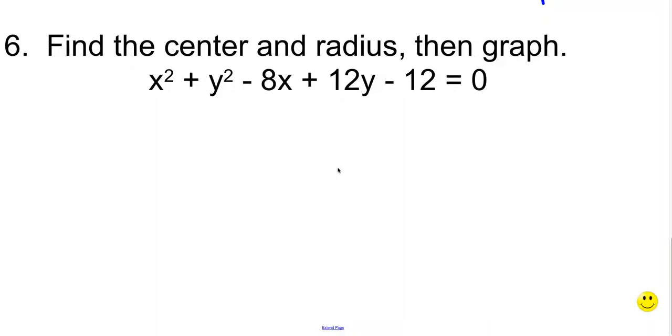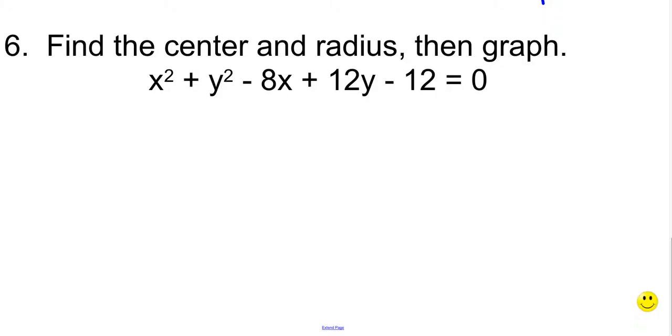For our last problem, we want to find the center and radius and graph it. However, this is not in standard form. It's not in the usual way that we have been looking at these. So we need to get this in standard form first, and then we'll be able to find the center and radius just like we did on the last problem.